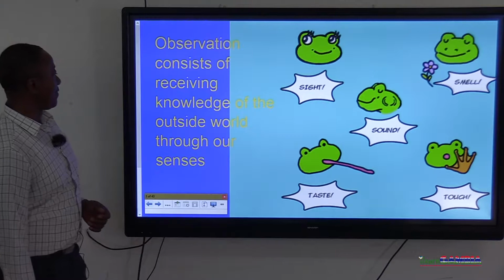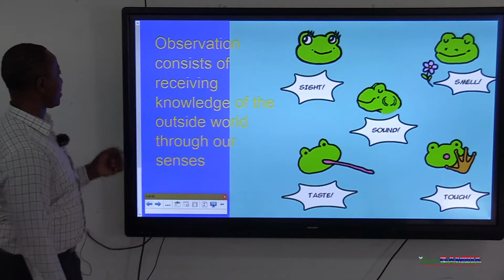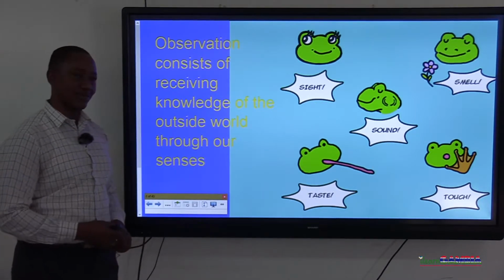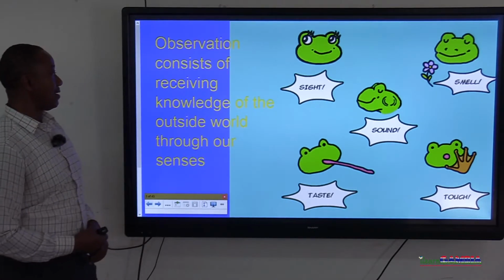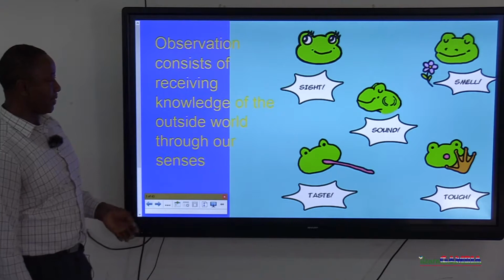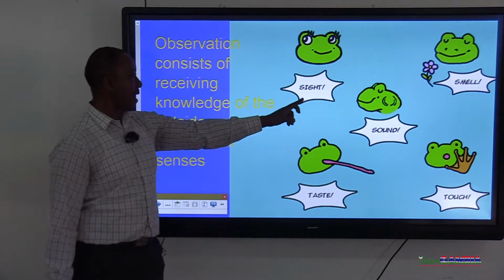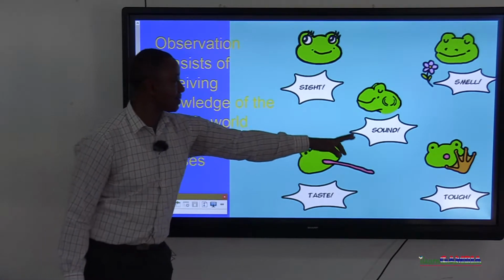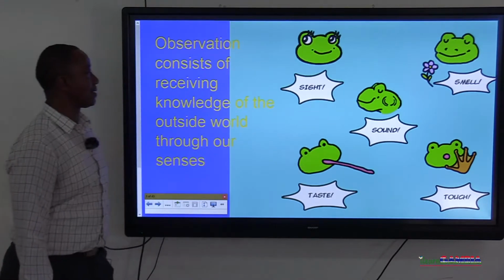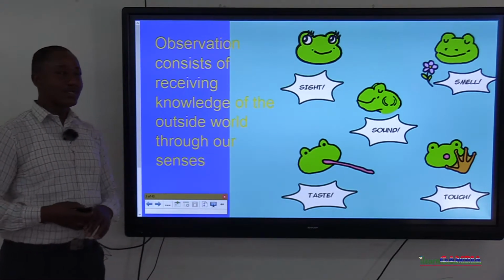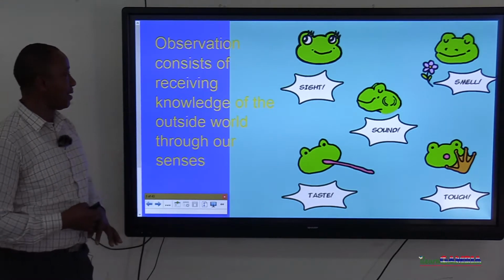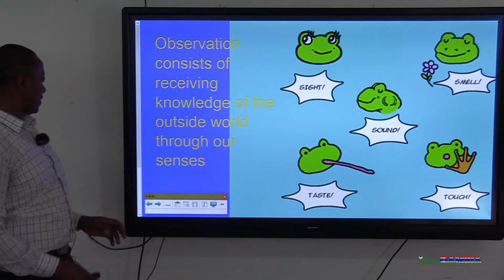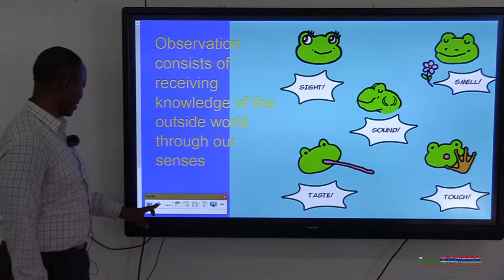Let's begin with observation. Observation consists of receiving knowledge of the outside world through our senses. And we have 5 basic senses: the sense of sight, taste, sound, touch, and smell. Now, these senses help us a lot in being aware of our surrounding, in helping us to observe things that happen in our surrounding.